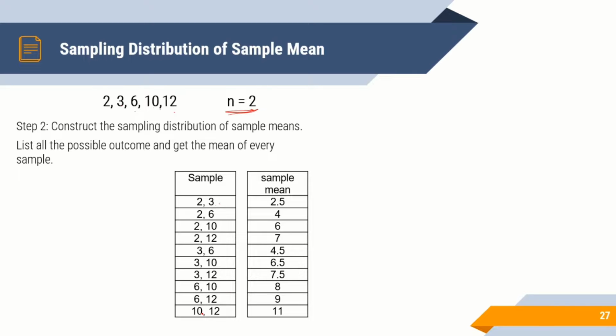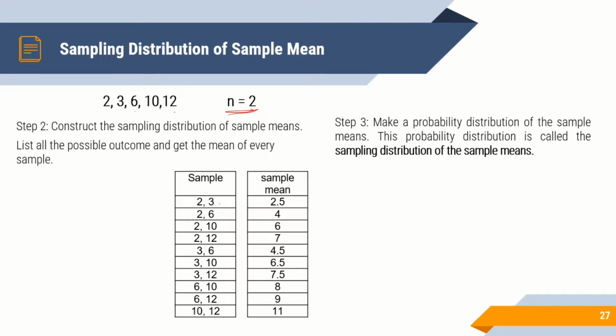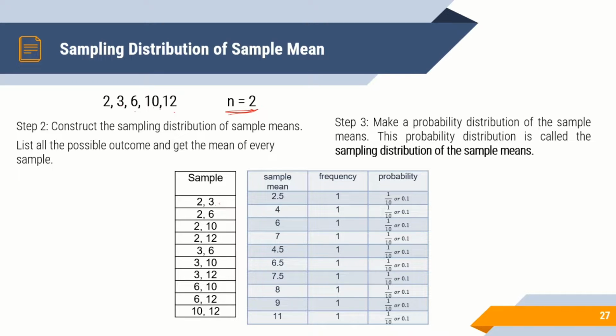So for step 3, make a probability distribution of the sample means. And this probability distribution is called the sampling distribution of the sample mean. Since we can see here that sample mean 2.5 only occurred once, the frequency is 1, and the probability would be 1 over 10 or 0.1.